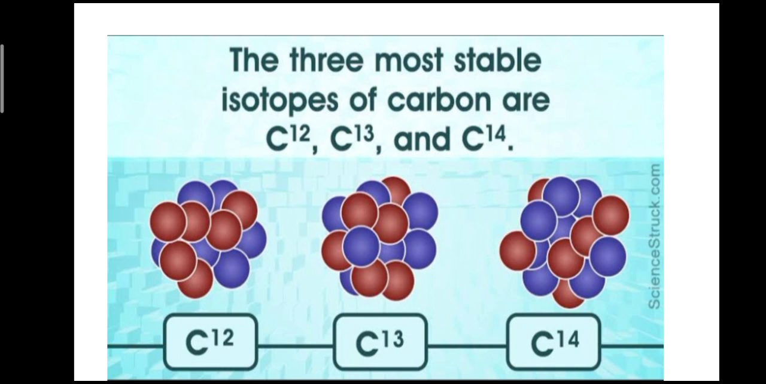We are talking about the carbon-12 isotope because in the nucleus it has 6 protons and 6 neutrons, so the mass number will be exactly 12. That's the first reason we have selected it. Next, the existence of the carbon-12 isotope is nearly 99%.